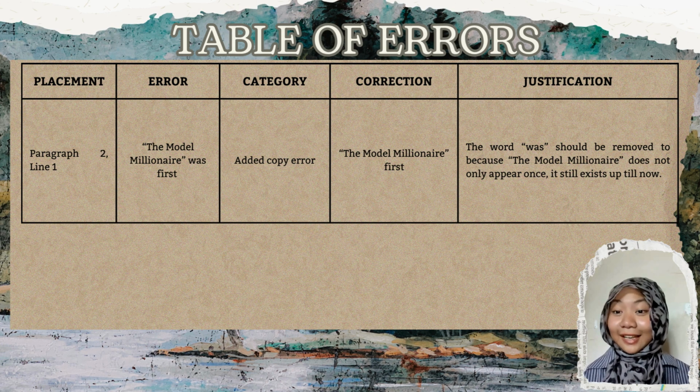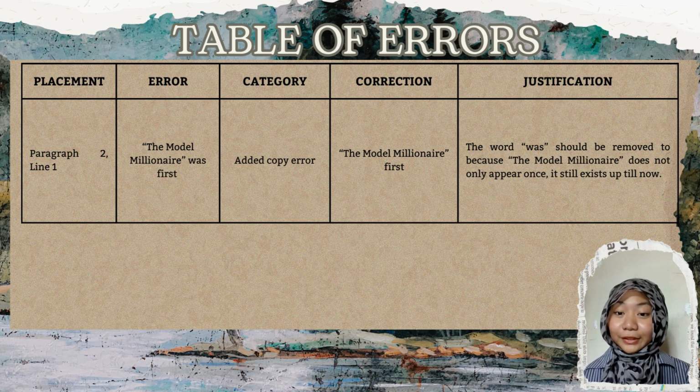Now we have reached the last error, which is "the model millionaire was first." The category is an added copy error. The correction should be "the model millionaire." There, I omitted the word "was." This is because the word "was" should be removed, because the model millionaire does not only appear once, it still exists up till now. That means it exists in that period of time, but up until now, the model millionaire is still there. The book is still here, and it still exists.